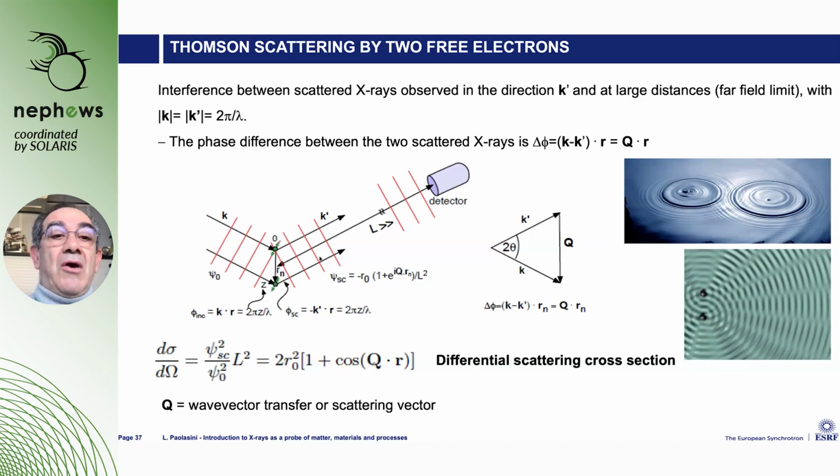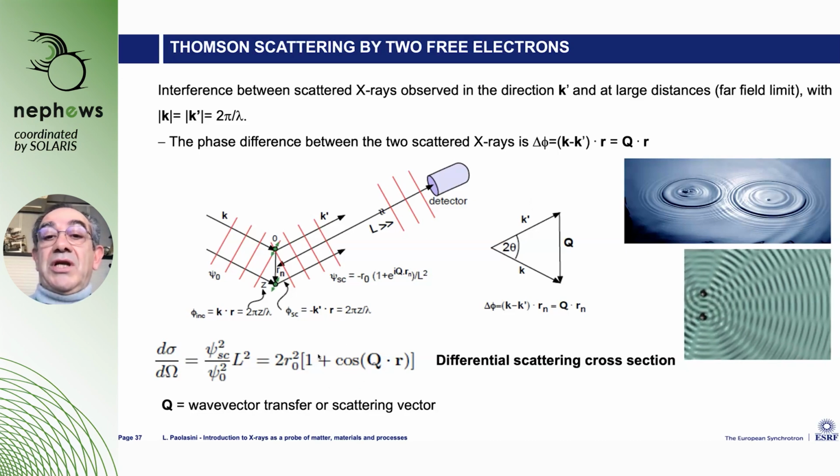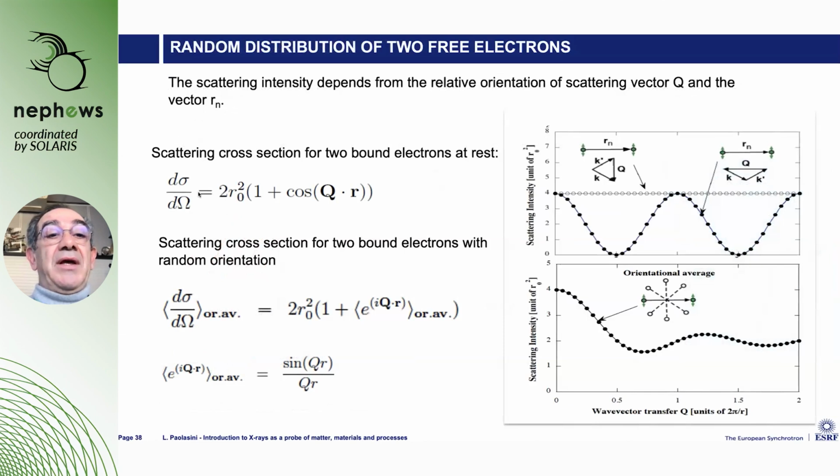where Q is the difference between the incident and the scattered wave vector. Of course, we consider the detector in the far-field limit, so very far, in order to approximate the spherical wave emitted by the individual electron as a plane wave. And so we can build the differential scattering cross-section for this process, which involves two single free electrons. This is given by this expression, which is represented here in the first graphic.